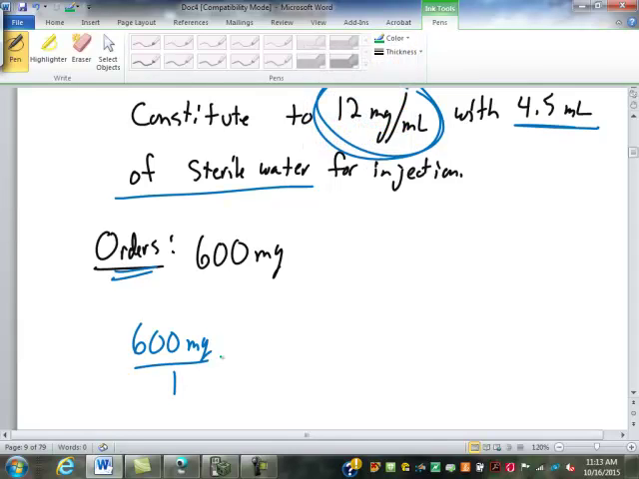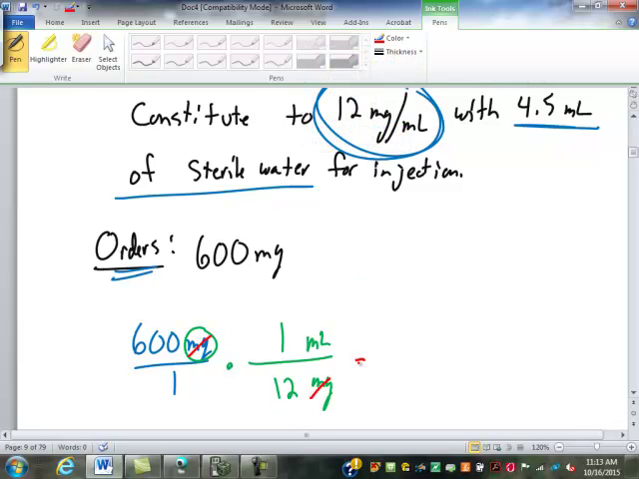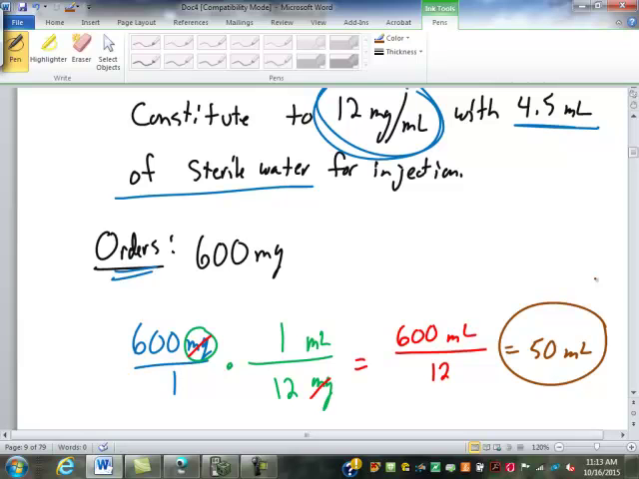What are we going to multiply by? Okay, the milliliter and milligrams. I usually start with the bottom number because I know that has to be the same as this unit. So milligrams go on bottom. And it is 12 milligrams per milliliter, so 1 milliliter. And we can cross cancel the milligrams. So 600 times 1 milliliter is 600 milliliters. 1 times 12 is 12. We divide that out. 600 divided by 12 is 50 milliliters. So we're going to administer 50 milliliters of medication.